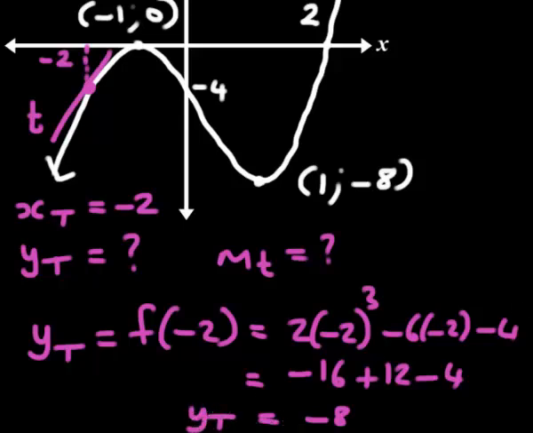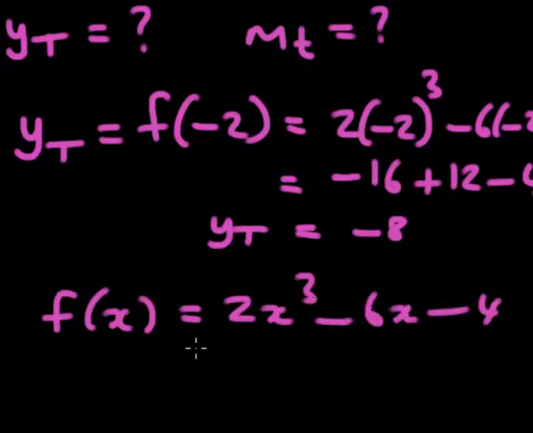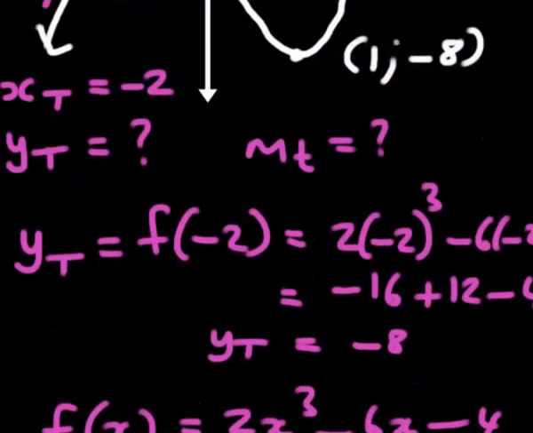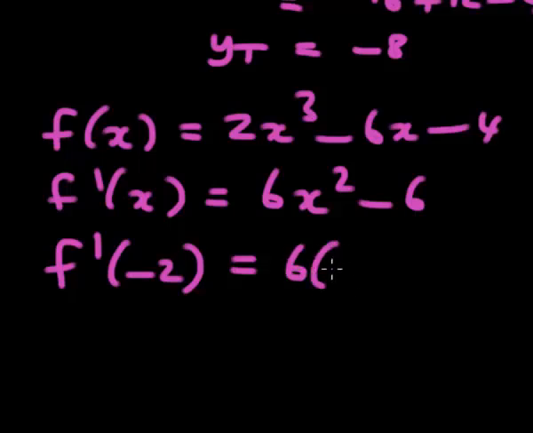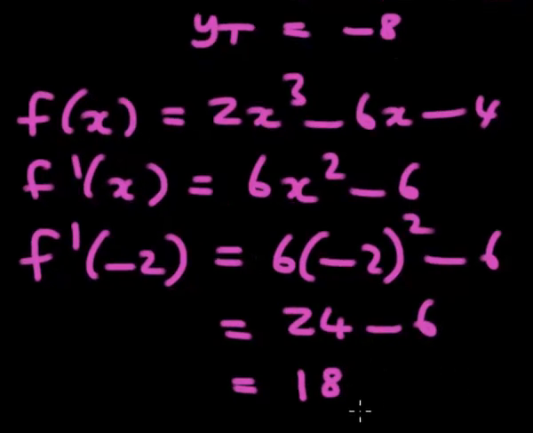Now we just need the gradient. So let's get the derivative. If we differentiate f(x) = 2x³ - 6x - 4, the derivative is going to be 6x² - 6. And what is the gradient at -2? Well, there it is, x is -2. The gradient of the tangent would be simply 6 times (-2)² minus 6. So that's 6 times 4, which is 24, minus 6. And that, of course, will give us 18. Okay, good. So we've got our gradient of the tangent.